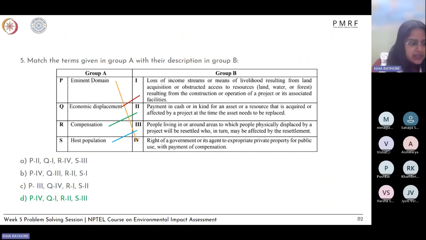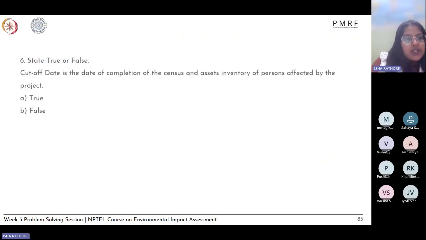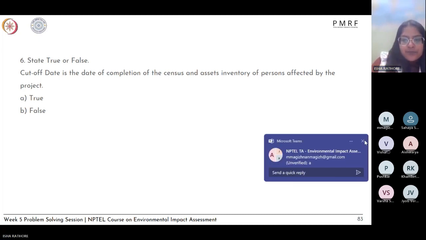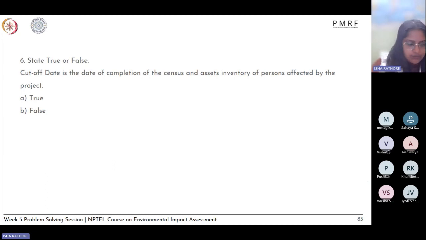Okay, moving on to the next question. So state true or false. Cutoff date is the date of completion of the census and asset inventory of persons affected by the project. So is the statement true or false? Again, a definition based question. Okay, so we have an answer A. Okay, another A.